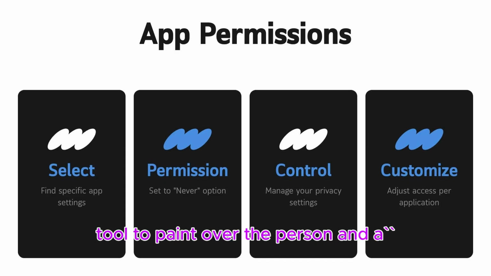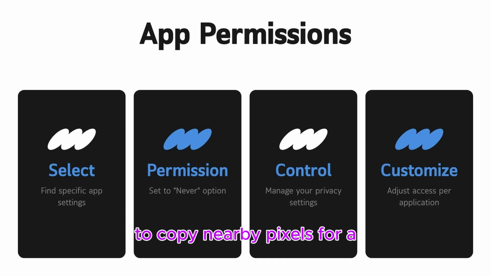It has a quick brush tool to paint over the person and a clone stamp to copy nearby pixels for a seamless removal.